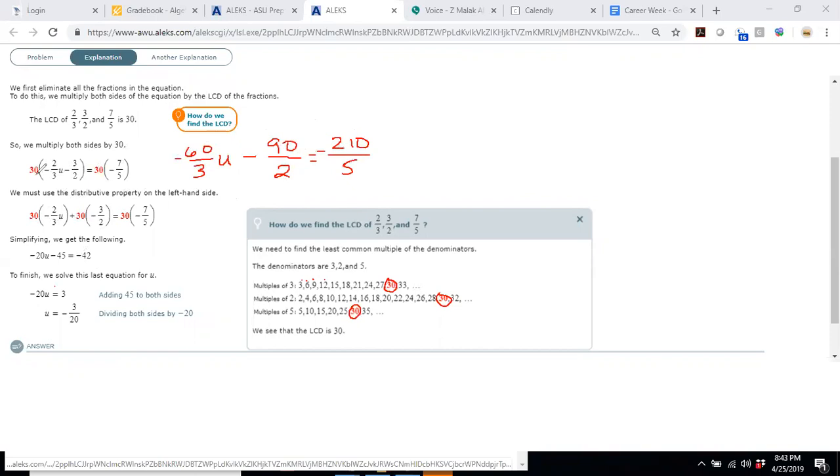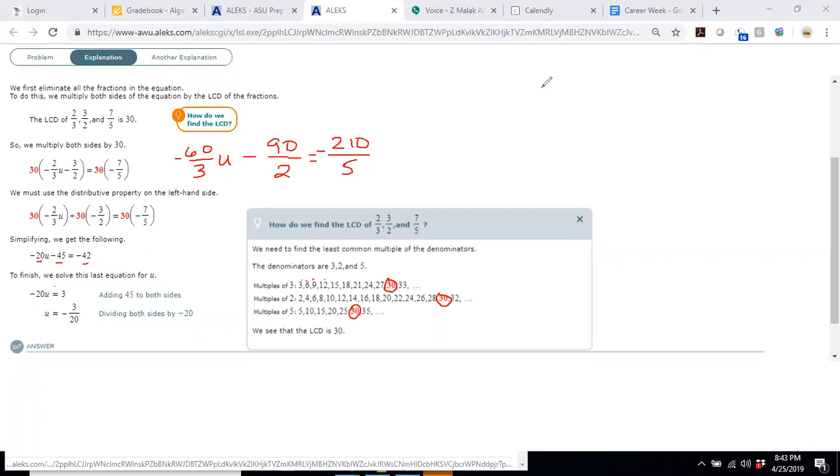I know now because all of these numbers went into 30, that when I simplify this, I'm going to get numbers without fractions each time. That's where 60 over 3 is 20. 90 over 2 is 45. And 210 over 5 is 42.